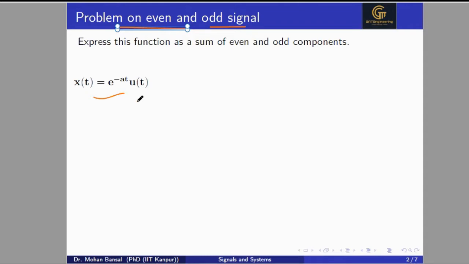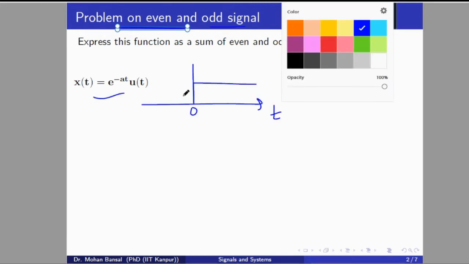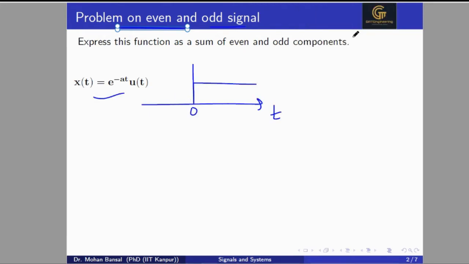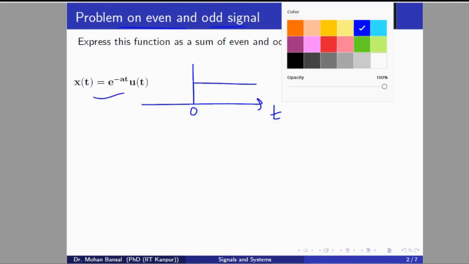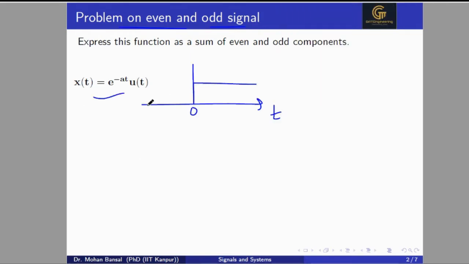Okay, so please see how to draw e to the power minus at u(t). First, we should know what u(t) is. u(t) is the step function. It is always 1 for t greater than 0, and it is always 0 for t less than 0.